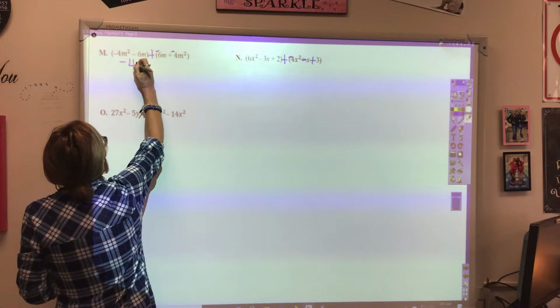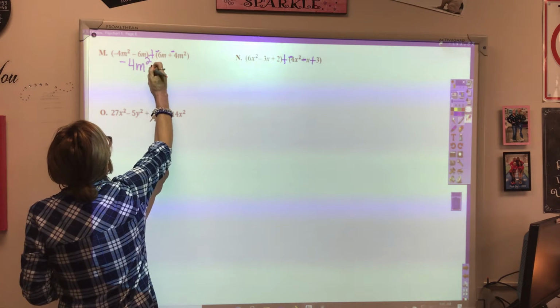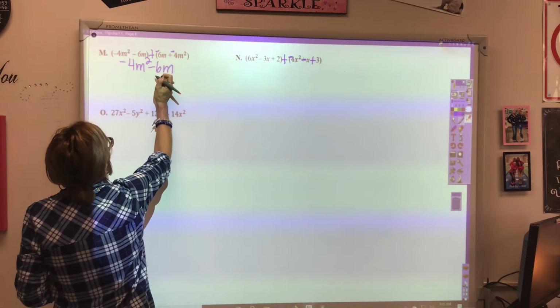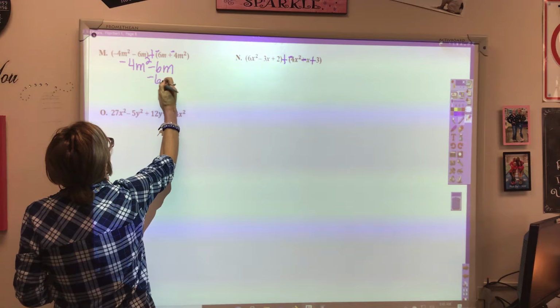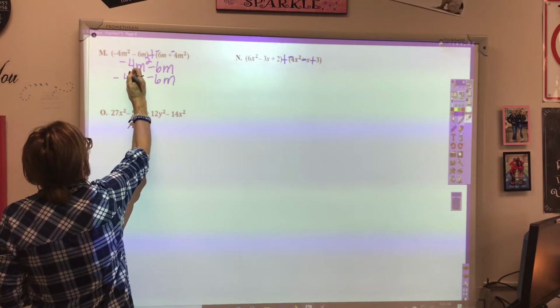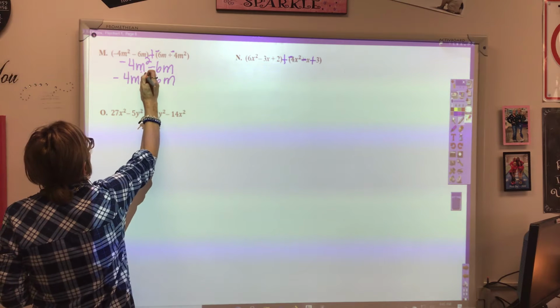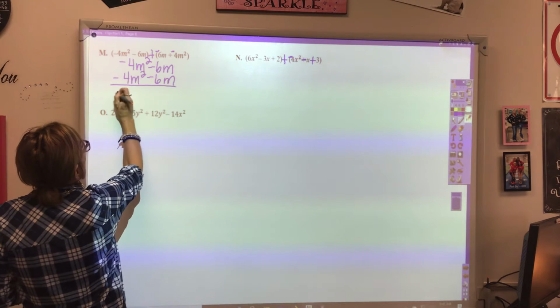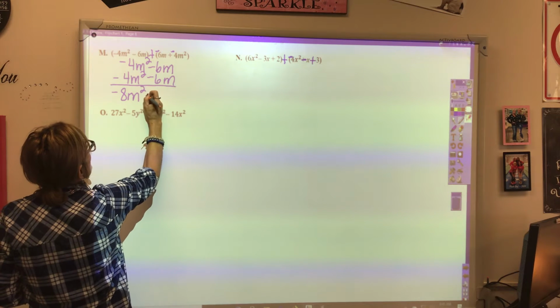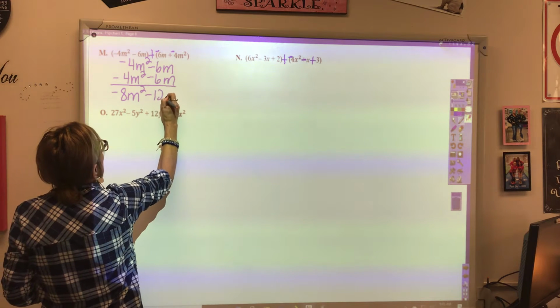Now we'll do them just like we did the previous two examples. Negative 4m squared minus 6m. Then I have another minus 6m, and I have another minus 4m squared. So I would have negative 8m squared minus 12m.